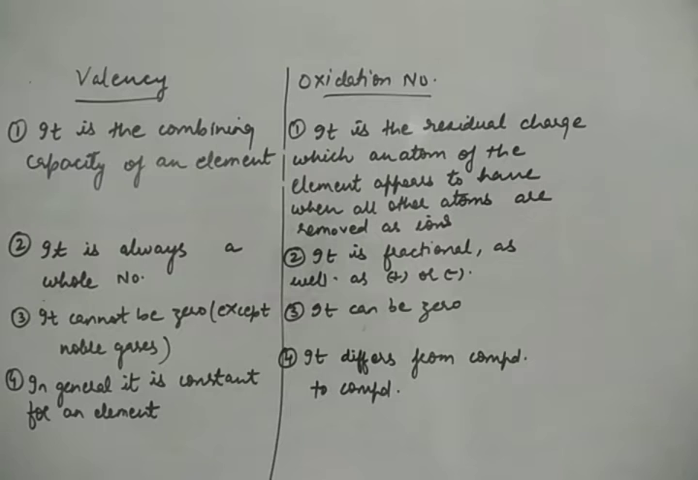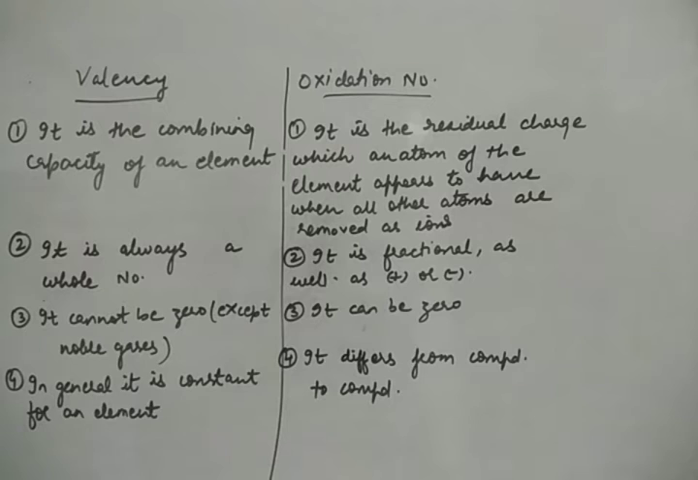While for oxidation number, it is not necessary to have a whole number. We can have fractional values also. We can have positive or negative values also. Valency cannot be zero except for noble gases, but oxidation number can be zero. Likewise, in general, we can say that valency is constant for an element. For a particular element, its valency will be constant. But the oxidation number of an element differs from compound to compound.